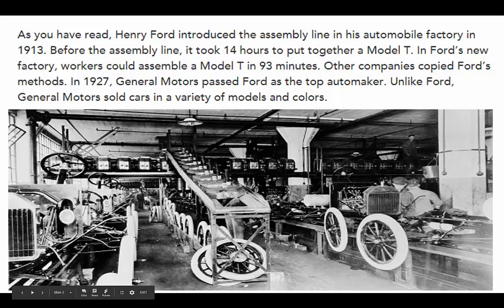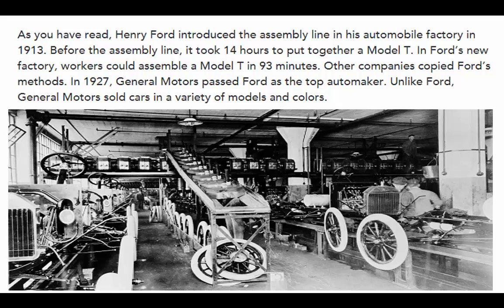As you have read, Henry Ford introduced the assembly line in his automobile factory in 1913. Before the assembly line, it took 14 hours to put together a Model T. In Ford's new factory, workers could assemble a Model T in 93 minutes. Other companies copied Ford's methods. In 1927, General Motors passed Ford as the top automaker. Unlike Ford, General Motors sold cars in a variety of models and colors.